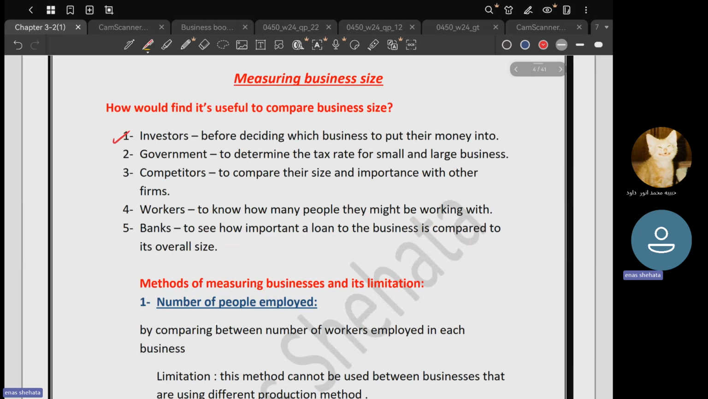Number two, government. Government takes taxes from businesses, but will they take the same tax rate from all businesses? Of course not. They take a different tax rate from small businesses than from large businesses. But how will I know if you are a small business or a large business? So I need to know the business size and compare between businesses to determine the tax rate.